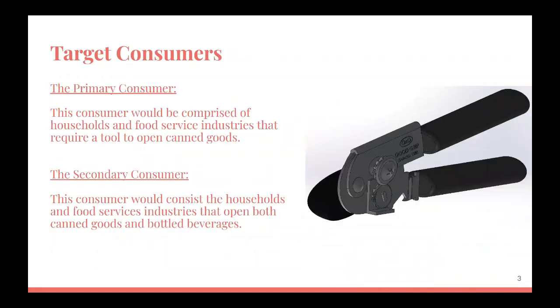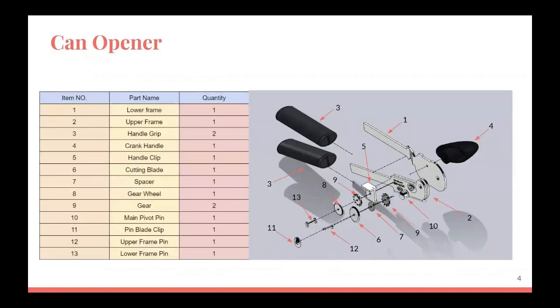Our primary consumer would be people and businesses that need to open cans. Our secondary consumer would be people and businesses that need to open both cans and bottles. This is our bill of materials and the exploded view of the can opener that we will be redesigning.